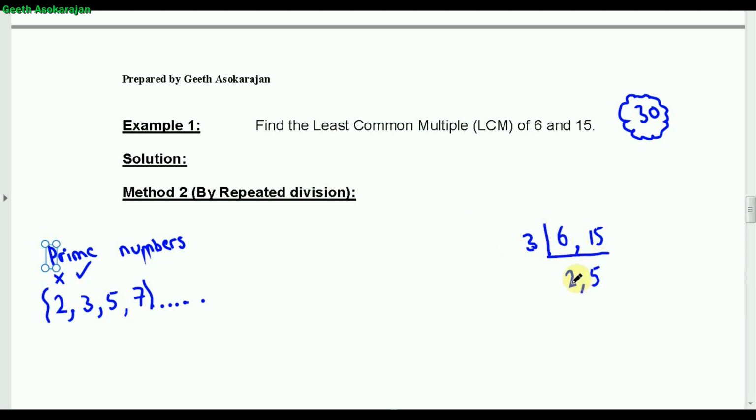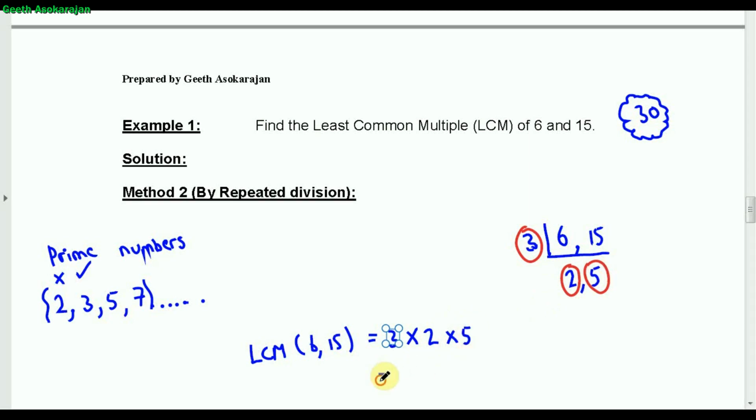So over here we have prime numbers of 2 and 5, so we stop the process. So we say that the LCM of 6 and 15, what we need to do with these numbers is multiply. So we multiply the 3 by the 2 by the 5. If I revert to the blue pen, the LCM in this case will be 3 multiplied by 2 multiplied by 5, which is 30. So 30 is the LCM of 6 and 15.